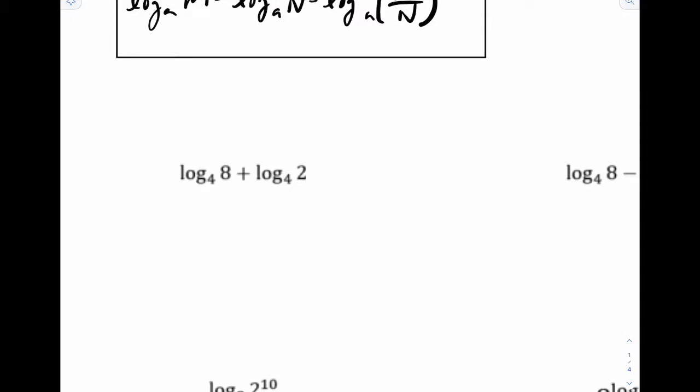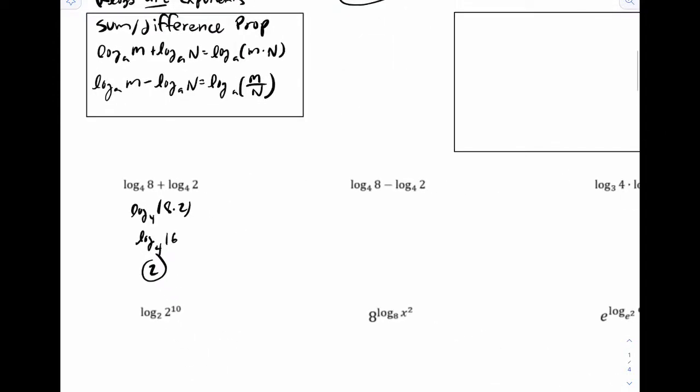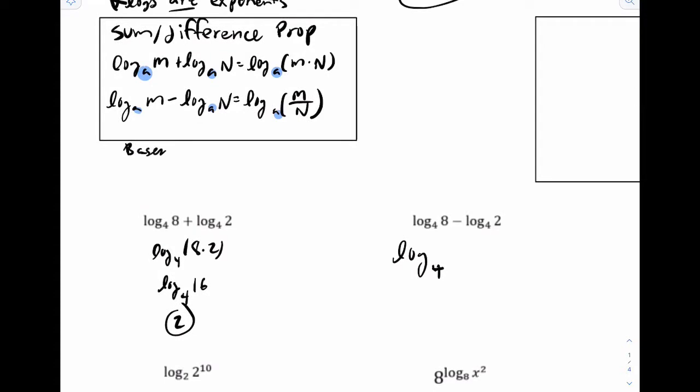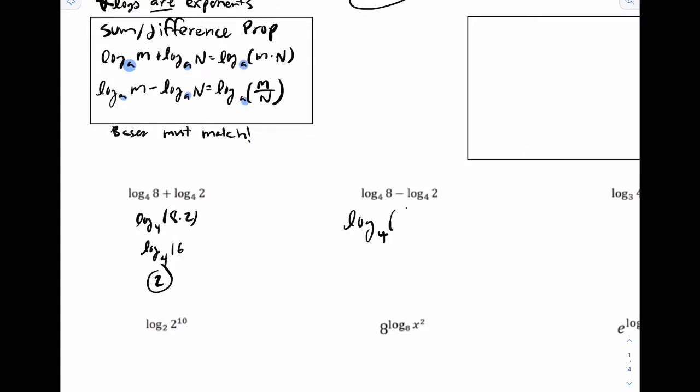I can see that's adding, so that's log base 4, 8 times 2, log base 4 of 16, and that would be 4 to what power makes 16? The answer is 2. Next one, log base 4 of 8 minus log base 4 of 2. Notice how these bases match, so you need the bases to match here, so that's important. Notice how all these bases match. Bases must match. So 8 over 2 is obviously 4, and that would be 1.